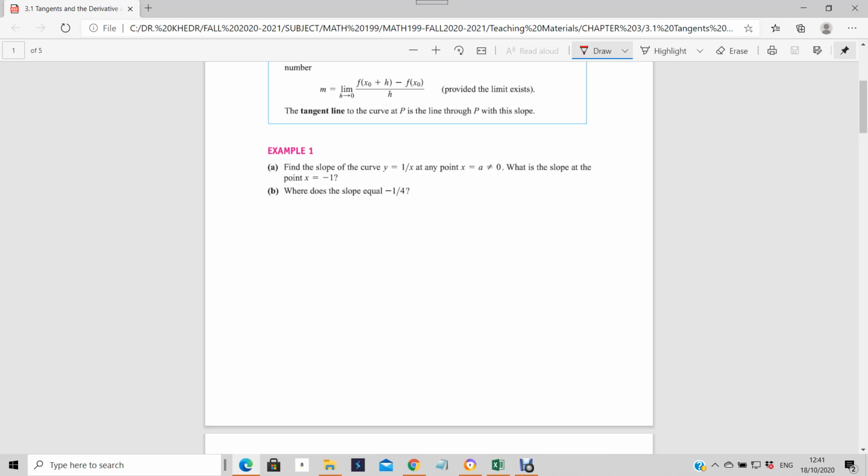So here we have a function y equals 1 over x, and we want to find the slope of the curve of this function at x equals a. A is unknown, any constant a, provided that a is not equivalent to 0. And then we have to answer this question: what is the slope at the point x equals minus 1? Means if we assume that a equals minus 1, what will be the slope? And then in part B, where does the slope equal minus 1 over 4? We have to find the value of x at which the slope equals to minus 1 over 4.